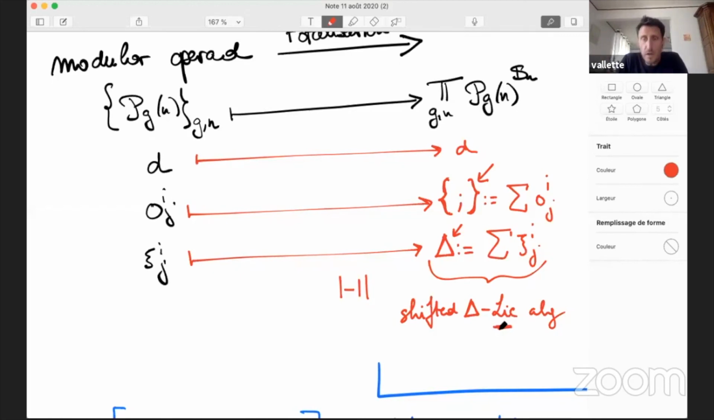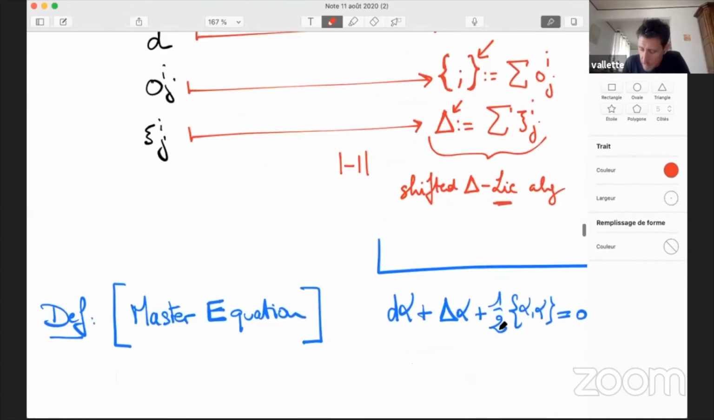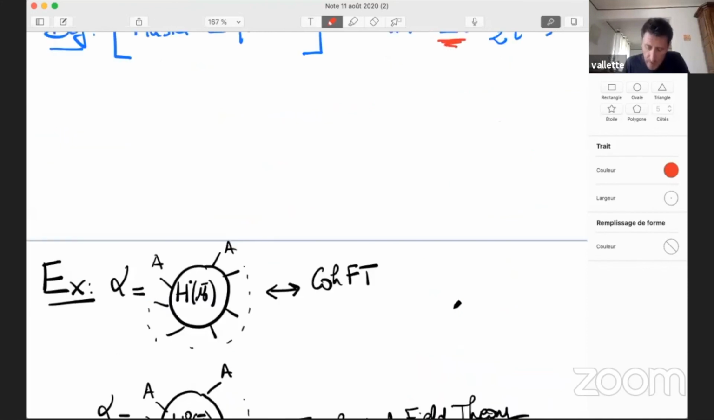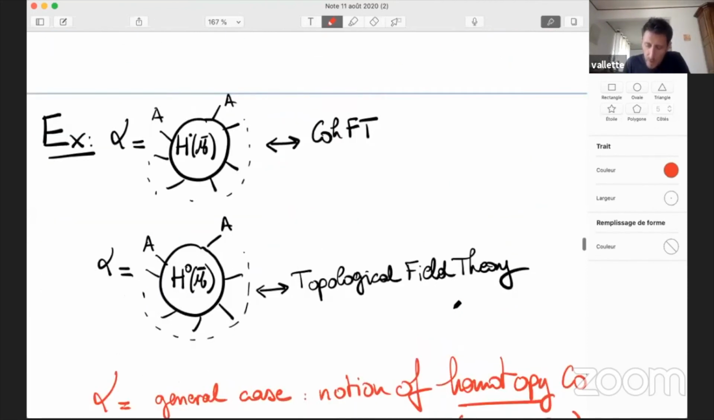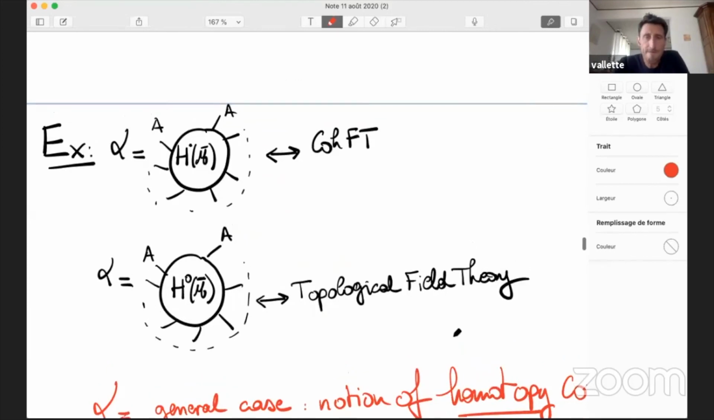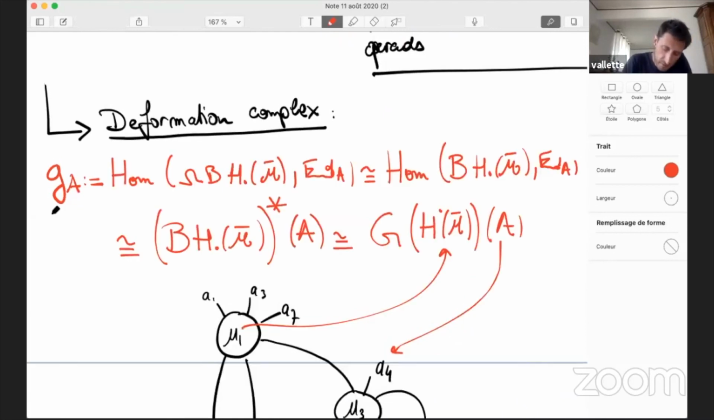Of course, here what you can look at is the master equation. Why master? Because now there is a delta. So I left some space. I will put some more space now. So let's look now in our beloved algebra here, GA, so I will call it GA now. This is a shifted delta Lie algebra.